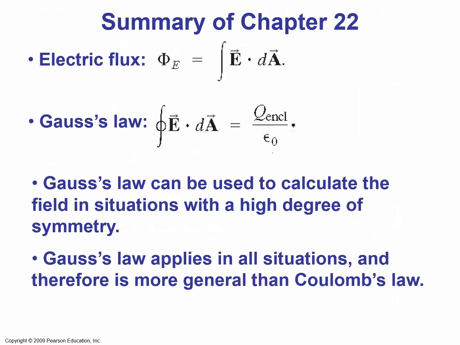Summary of chapter 22. The electric flux is given by phi sub e equals the integral of E dot dA. Gauss's law says the integral on the closed surface of E dot dA is equal to the enclosed charge Q divided by epsilon naught. Gauss's law can be used to calculate the field in situations with a high degree of symmetry. Gauss's law applies in all situations and therefore is more general than Coulomb's law.